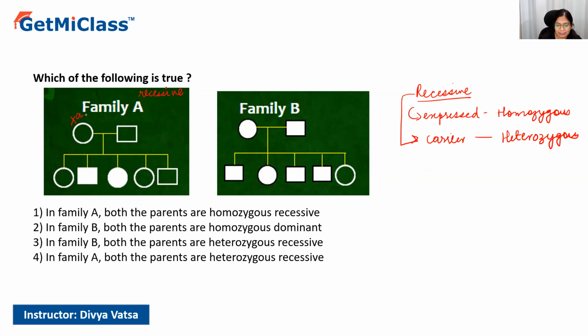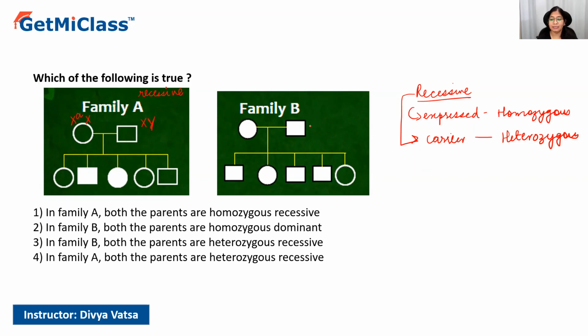So the carrier is going to look something like this. And here also, the male does not have this particular disease, because if he had the disease, it would have been fully shaded. Yes, so this is how family A looks. Now let's have a look at family B.